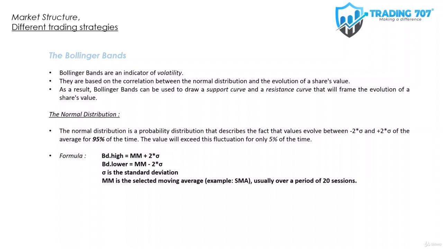So you can see here the formula. M is the selected moving average. For example, a simple moving average or exponential moving average, usually over a period of 20 sessions.